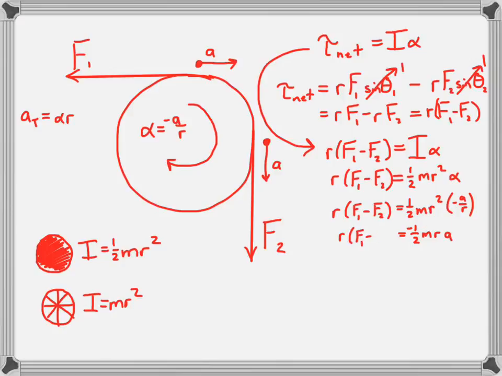So now I have r times quantity F1 minus F2. And now I notice that I have an r on this side of the equation, r on that side of the equation, so I can divide both sides by r. When I do that, I get F1 minus F2 equals negative 1/2 m times A. Well, that's as simple as I can make it until I start knowing some actual numbers.